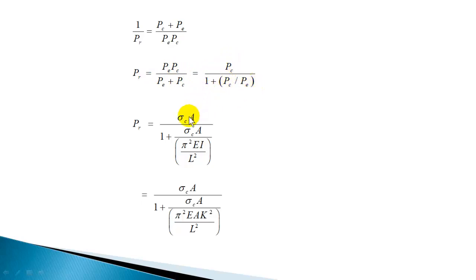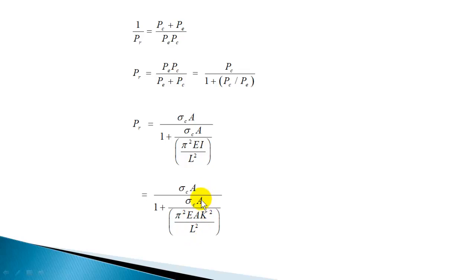Now PC is sigma c A. You can substitute for PC and PE. PC is sigma c A, and PE is pi square EI by L square. So sigma c A divided by 1 plus sigma c A by pi square EI by L square. I'll replace I by A k square, where A is the area of cross section and k is the least radius of gyration. So A cancels, and you get sigma c divided by pi square E.